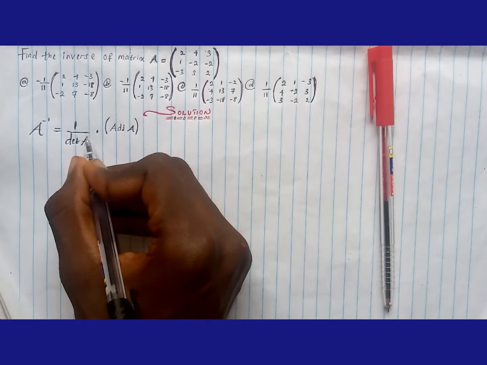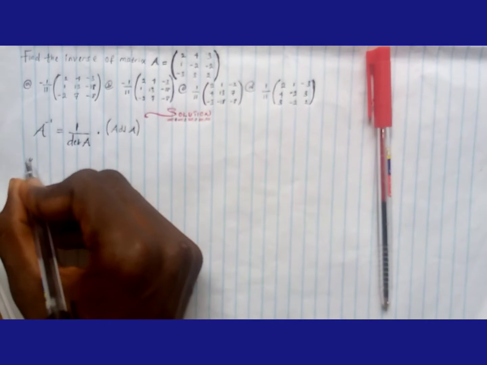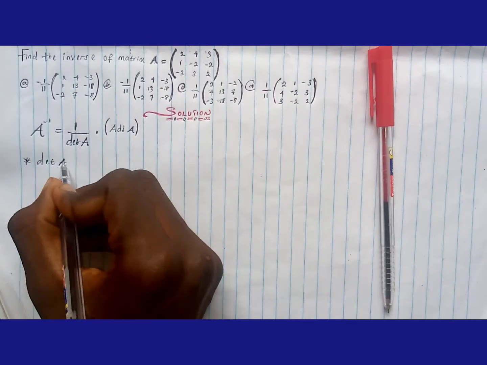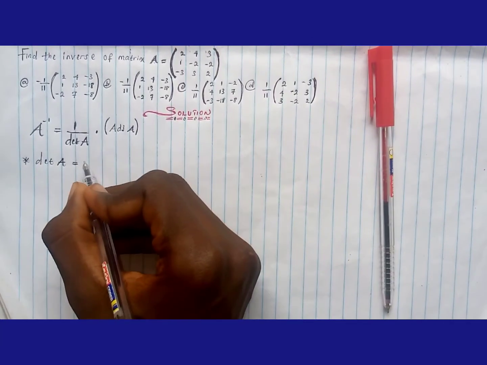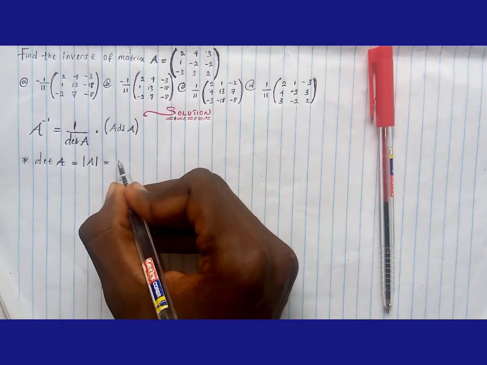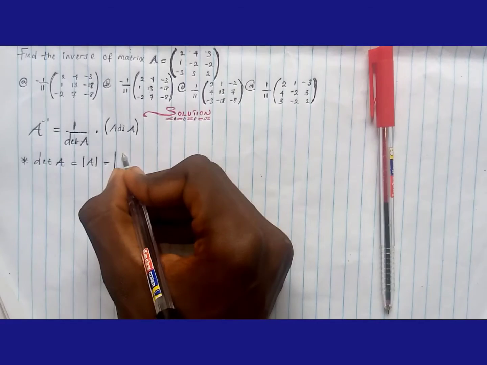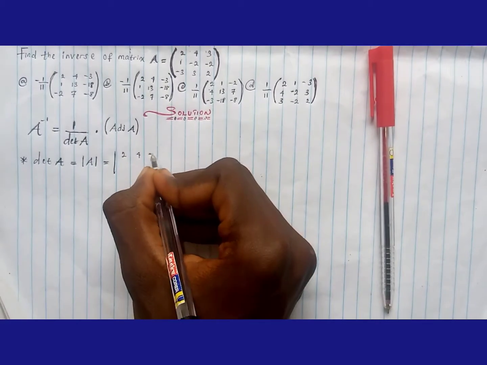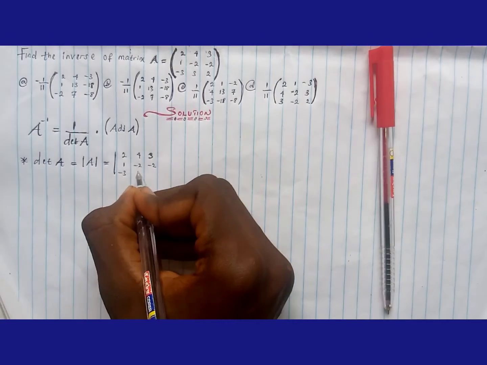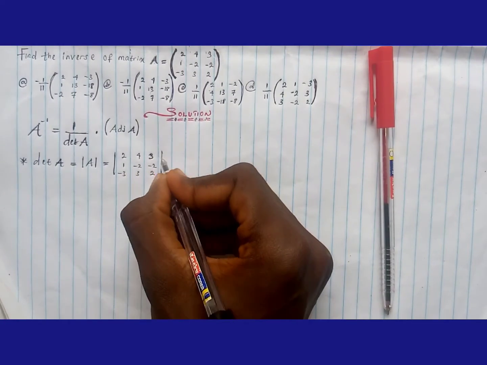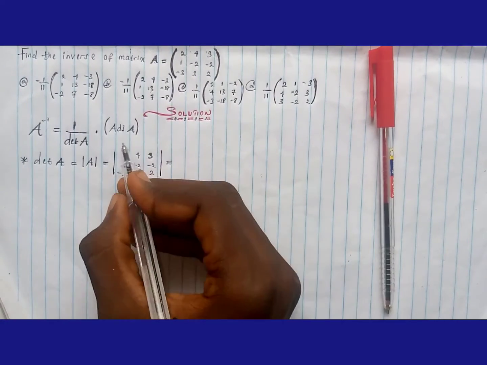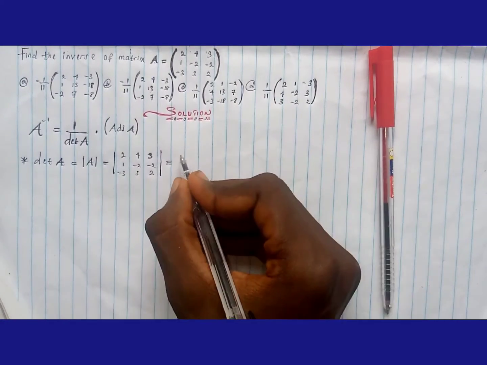The first thing I need to find is the determinant of A. Let's take note of this. To get the determinant of that matrix, I have 2, 4, 3, and 1, minus 2, minus 2, minus 3, 3, 2. Now, without going through the stress of putting plus, minus, plus, let me give you the shortcut.